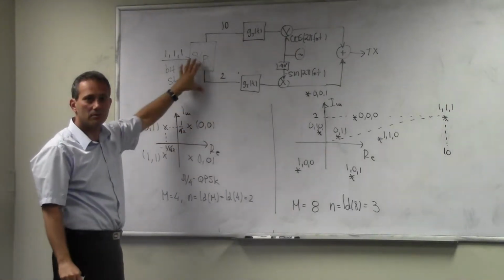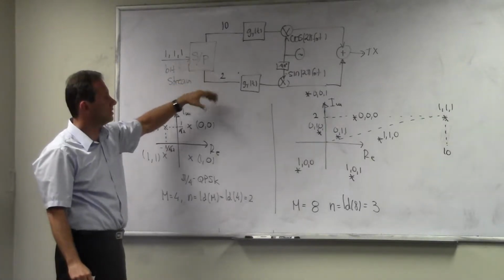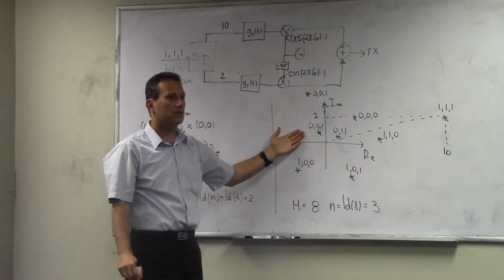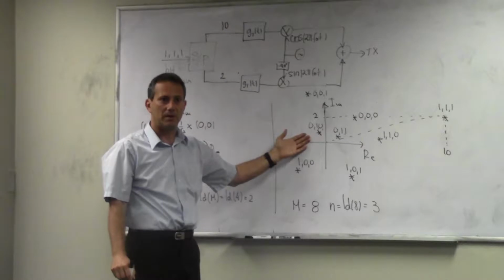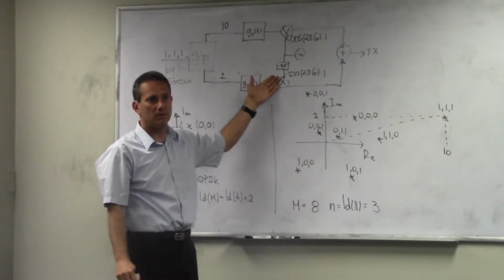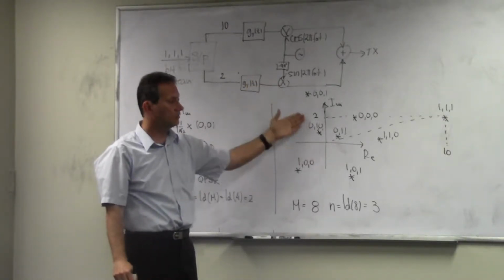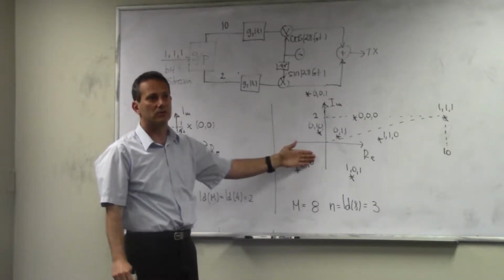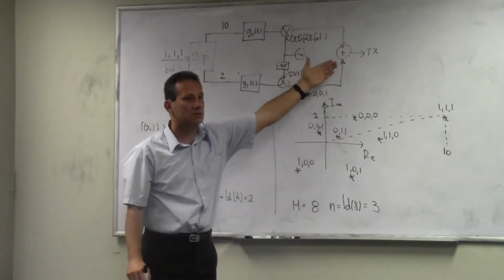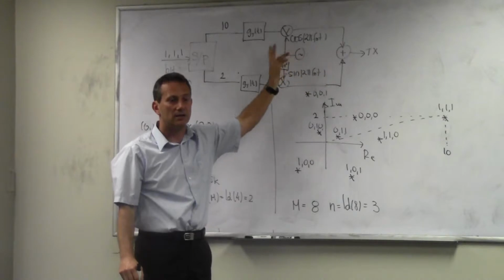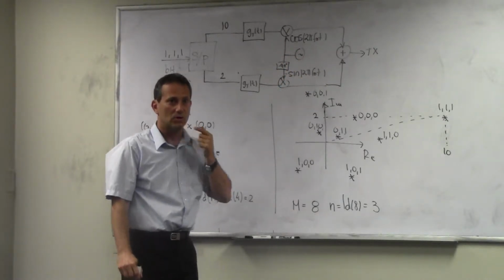So what this modulator does is it actually picks an appropriate point in a constellation plane, and then expresses that point as a function of the two orthogonal basis vectors, and then forms this transmission signal as a linear combination of these two.